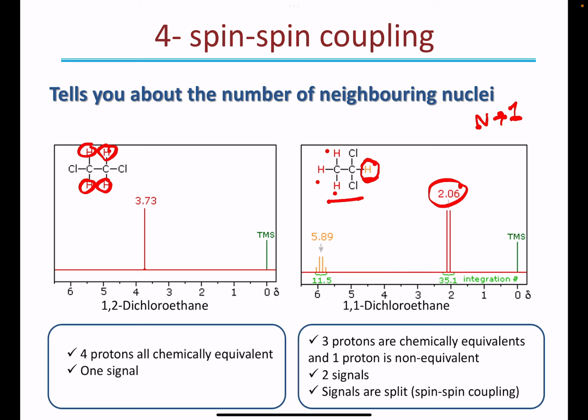On the other hand, this proton here on the right-hand side will be split by the three protons. Applying the principle of n plus 1, it will give you 3 plus 1, so it will be split into four signals. So it will not be a singlet, but four small signals, because this is a splitting relative to the number of protons on the adjacent carbon.